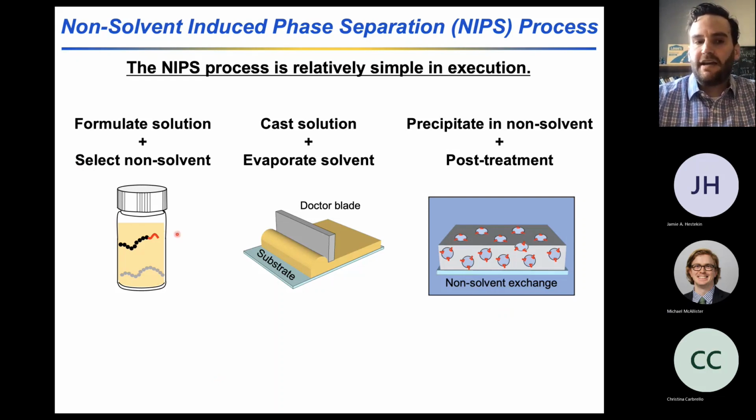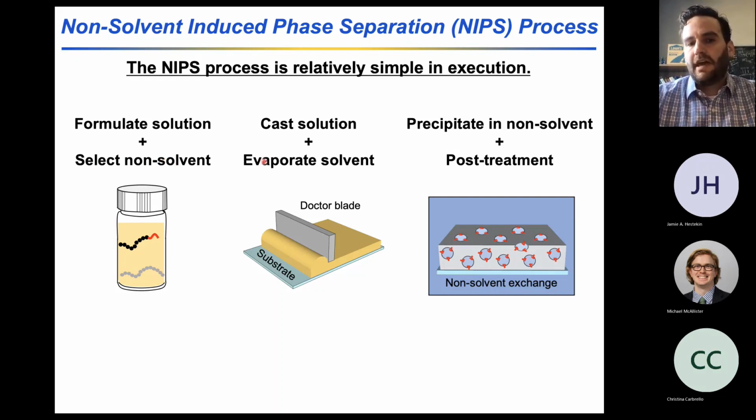You first want to go ahead and formulate your casting solution. So you want to pick the polymer or material you'd like to turn into your membrane. You'll dissolve it into a solvent. And a key component of the process is plunging that solution into a non-solvent at some point in time. And so, defining the thermodynamics of the system, you're going to want to select your non-solvent at the outset as well.